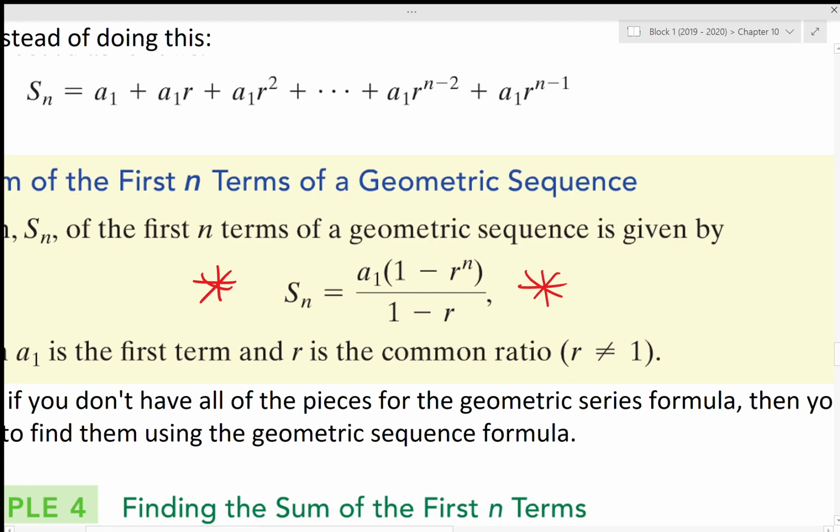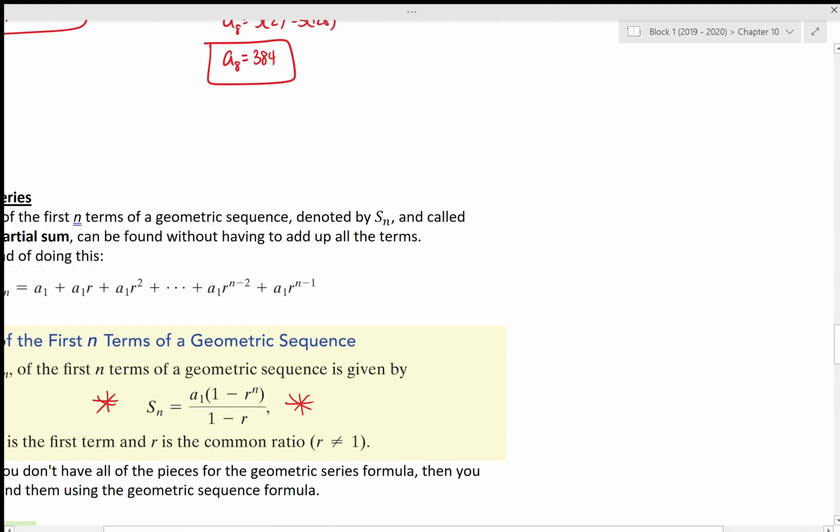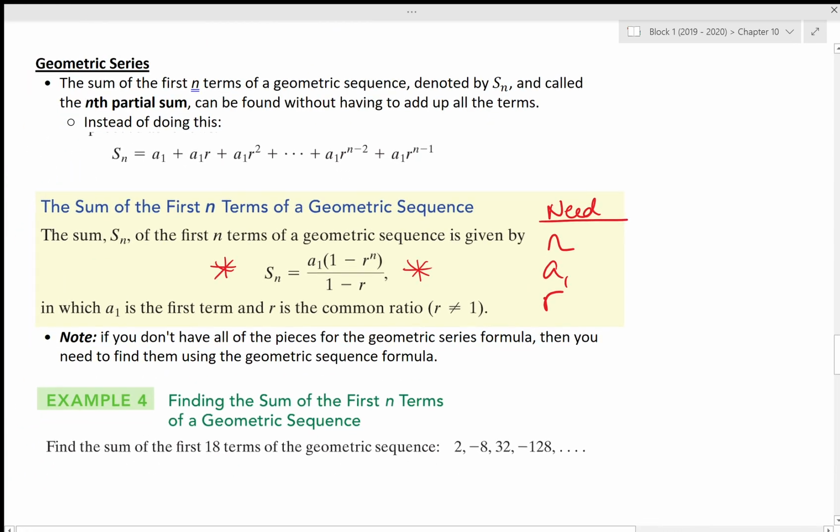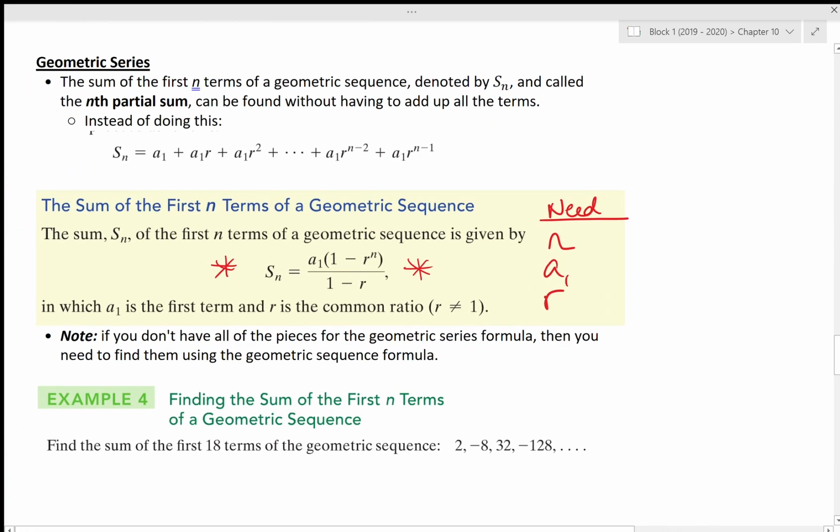Now, all you're going to need for this is your n, how many terms you have, your first term, and your common ratio. It looks a little more complex, but again, follow PEMDAS, take your time, it will work out. And because the numbers are growing faster, you're going to get larger answers. So the more time you take, you'll be fine.